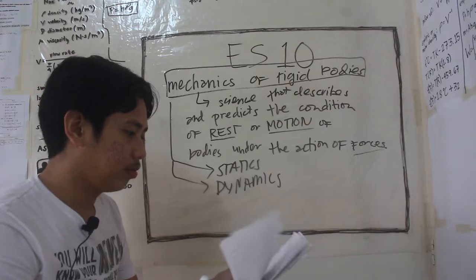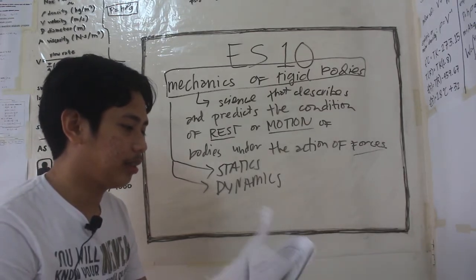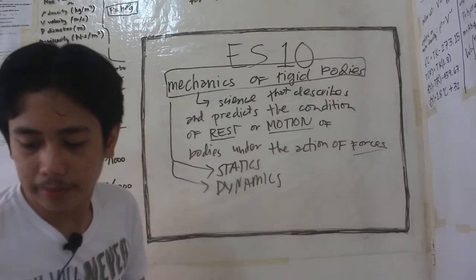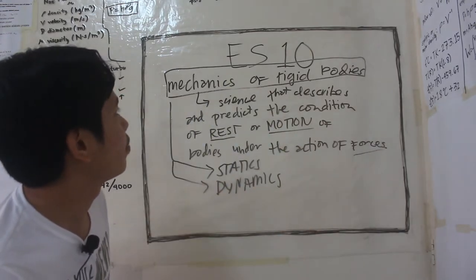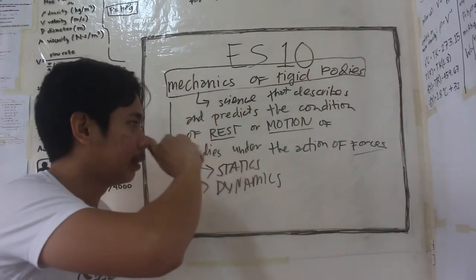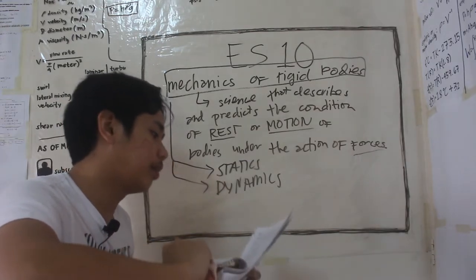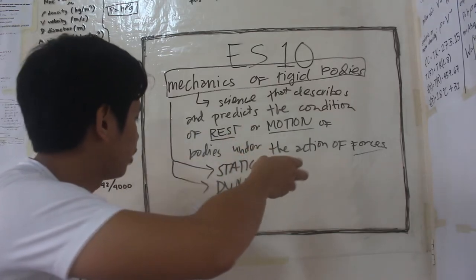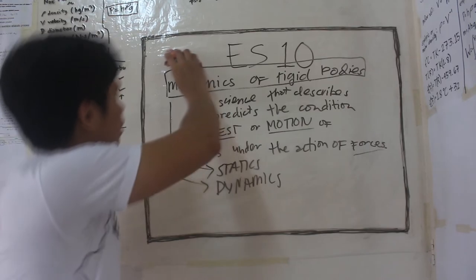So, let's go straight to our sample problems. So yeah, to recap: this is ES10, and its description is mechanics of rigid bodies. This is the definition of mechanics. In forces, there is mechanics of rigid bodies, mechanics of deformable bodies, and mechanics of fluids. And mechanics has two branches, which are statics and dynamics.